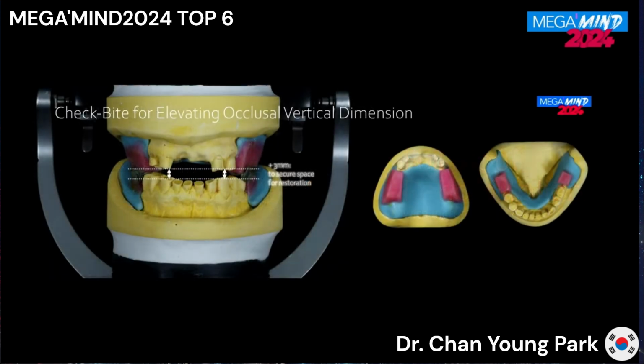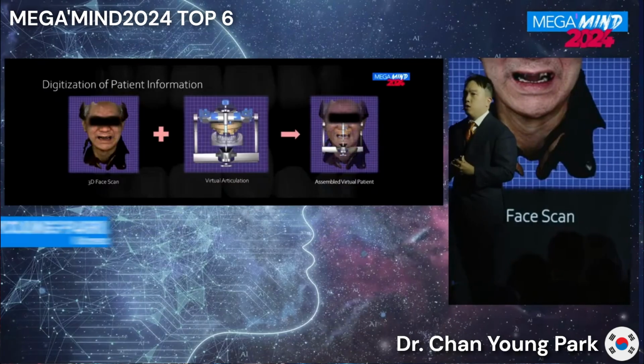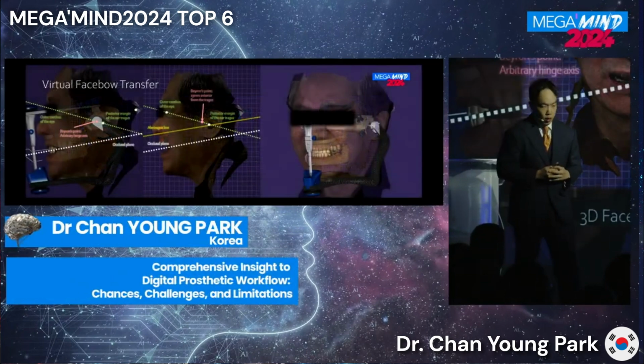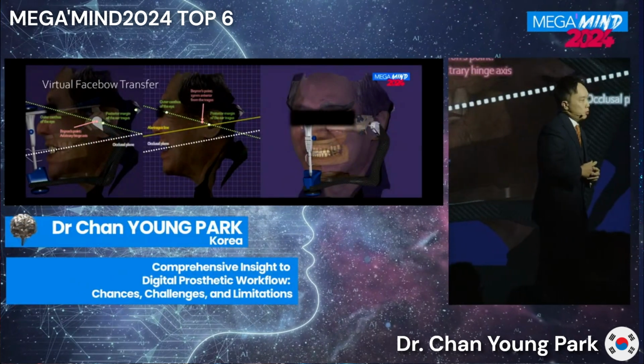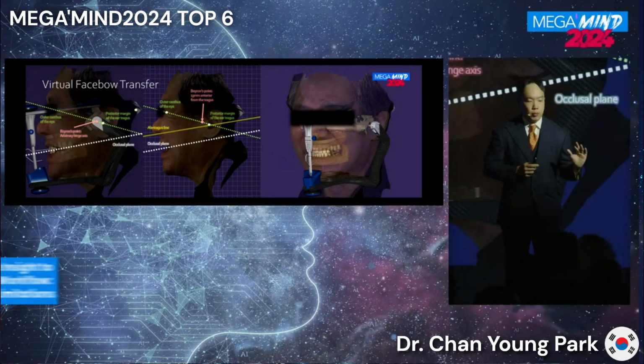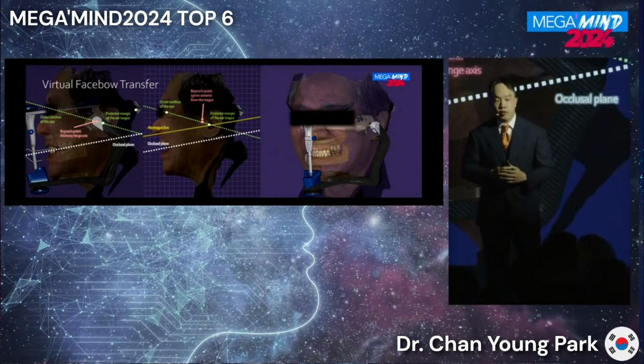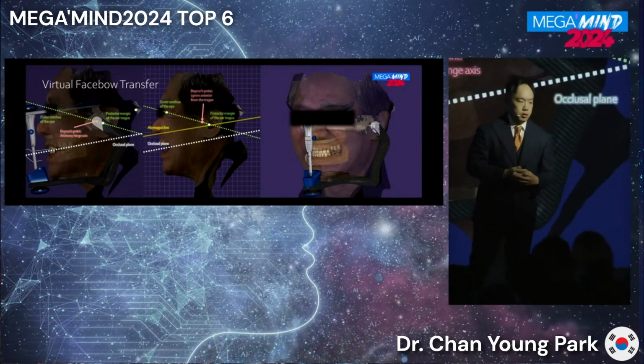So first, we had to secure the space for aesthetic restoration, so vertical dimension had to be elevated around 3 millimeters, and it was taken using analog method. And this newly established jaw relationship was digitized and superimposed to the facial scans to form the virtual patient. So for the next step, virtual faceplate transfer was done, and as I have mentioned before, I used the Bayron point, 30 millimeter anterior from the posterior margin of the ear tragus as the arbitrary hinge axis.